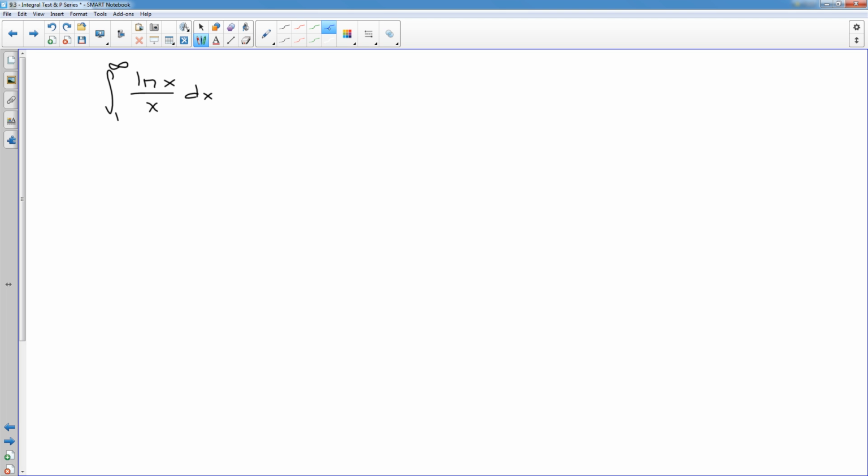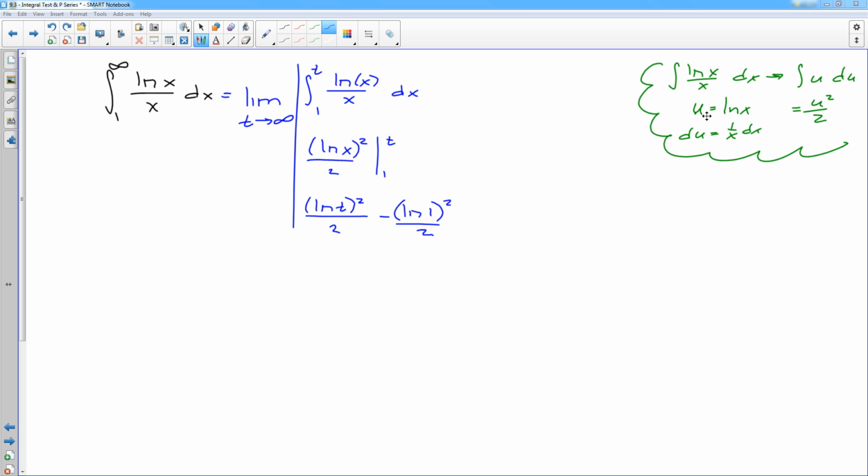This one is a u sub problem. Since you should know the antiderivative, I'm going to skip showing you the details and go right to the antiderivative. There we go. You can see I did my u sub over there for those of you who wanted to see how I got to this. So I converted it to a limit. Remember, you must write it as a limit, then work out the antiderivative. I'm now down to computing the limit as t approaches infinity.